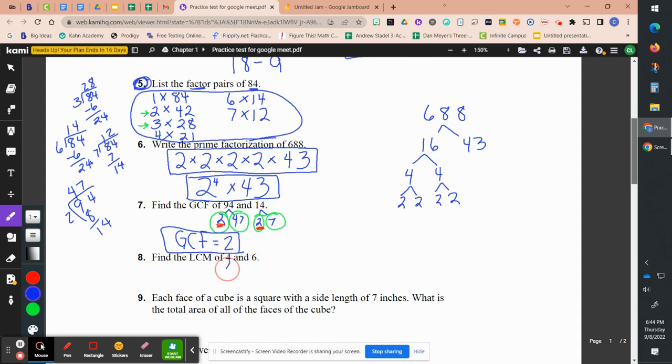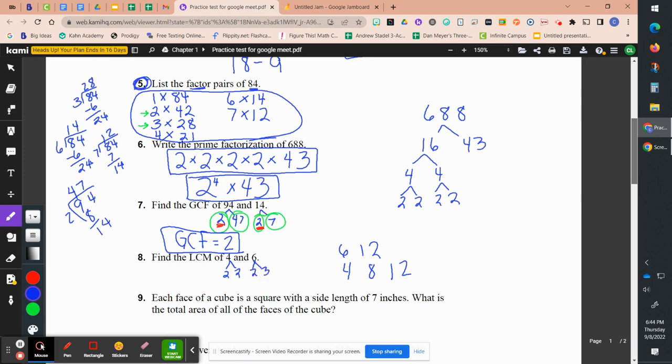LCM of 4 and 6. Now in this case, with teeny tiny numbers like 4 and 6, you can just start listing the multiples of 6 and start listing the multiples of 4. And all of a sudden, boom, since it's such a small set of numbers, you can see the least common multiple is 12. But remember, there's also this way. Okay.